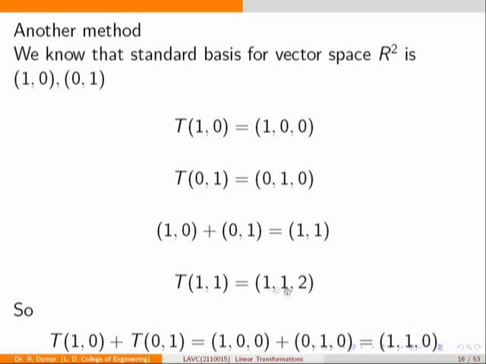But what is T of (1, 1)? It is (1, 1, 2). Both are not equal. This is not equal to this. So this transformation is not a linear transformation. So whenever you have to show that a transformation is not linear, you can give a particular example also. Using this particular example, you can show that if it is not satisfied, then the transformation is not a linear transformation.